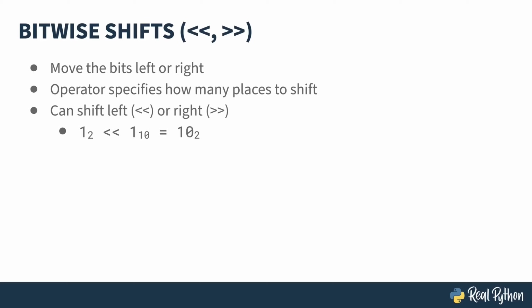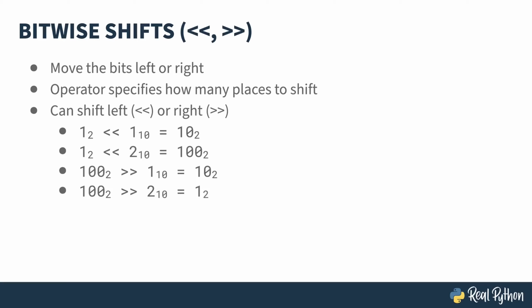1 shifted left by 1 position gives 1, 0 binary, decimal 2. 1 shifted left by 2 positions gives 1, 0, 0 binary, or decimal 4. Note that the new digits shifted into the lowest positions are all zeros. 1, 0, 0 shifted right by 1 position gives 1, 0. The rightmost digit of the original is chopped off. 1, 0, 0 shifted right by 2 positions gives 1.